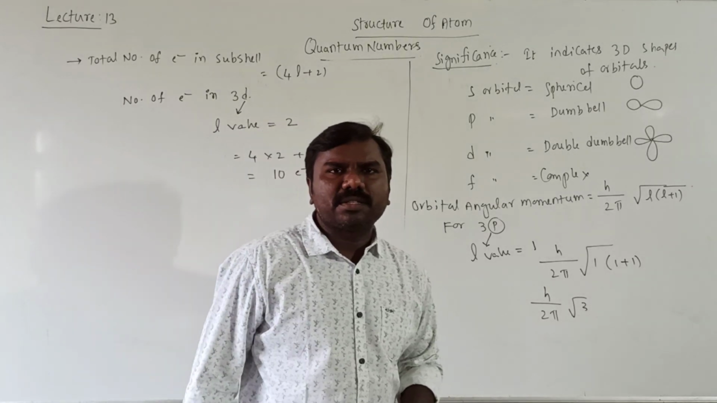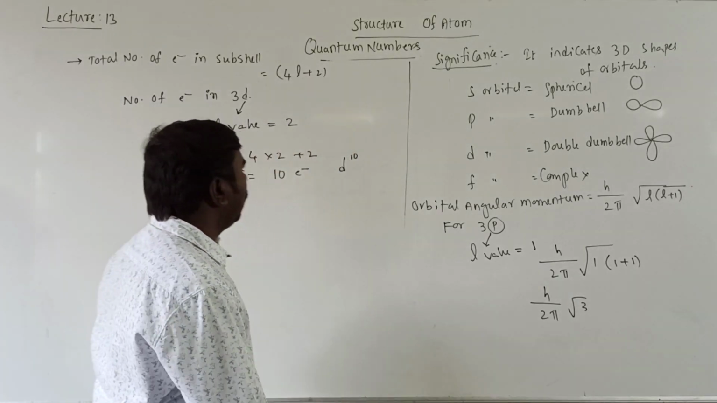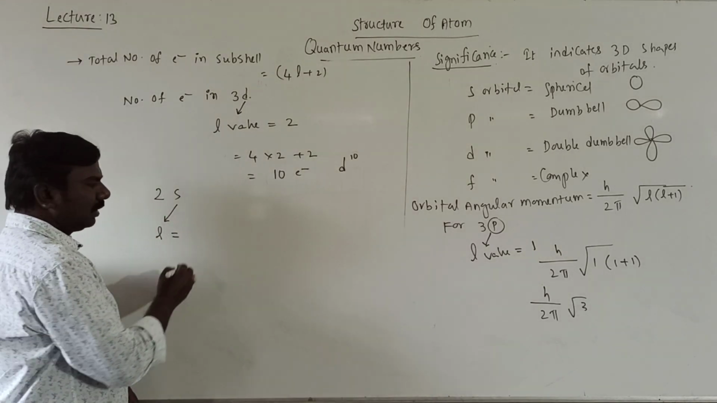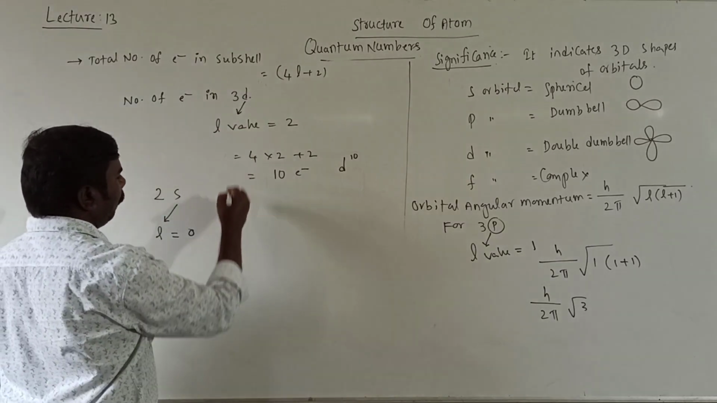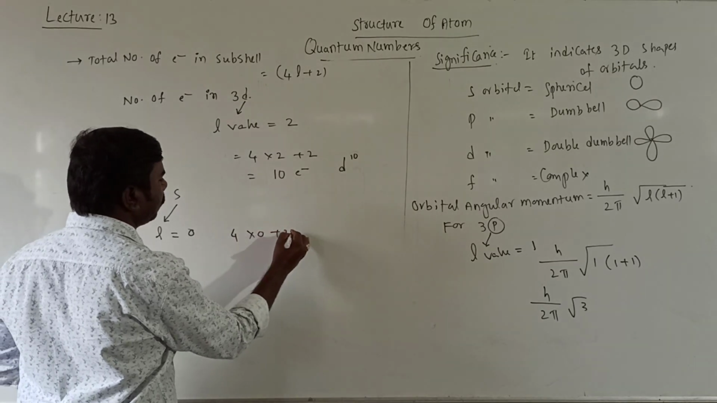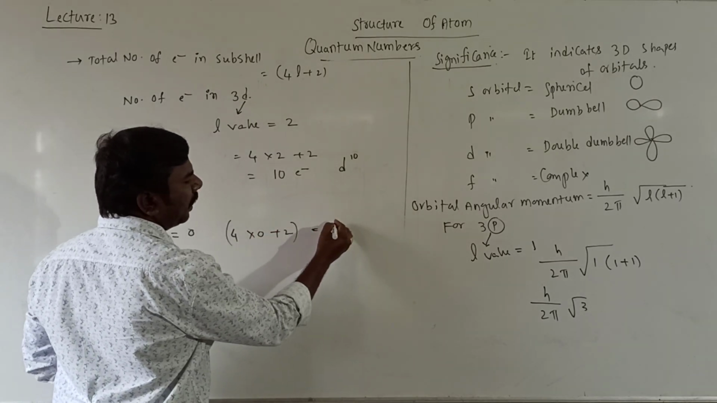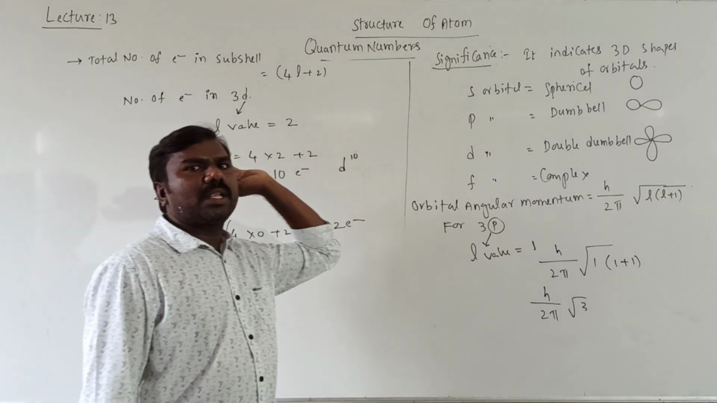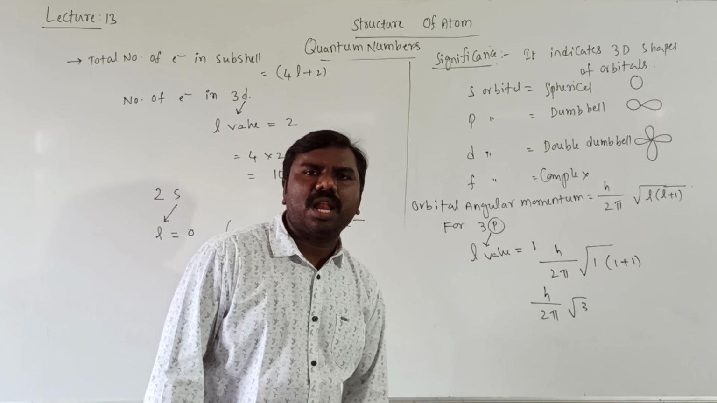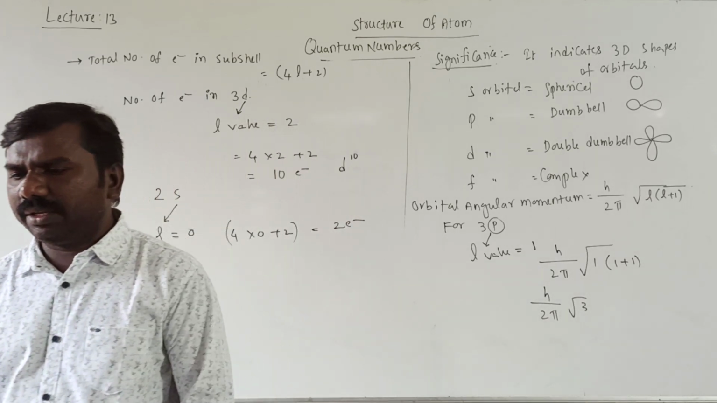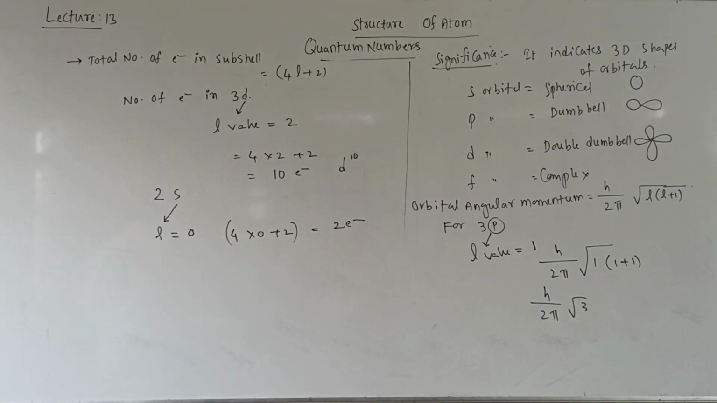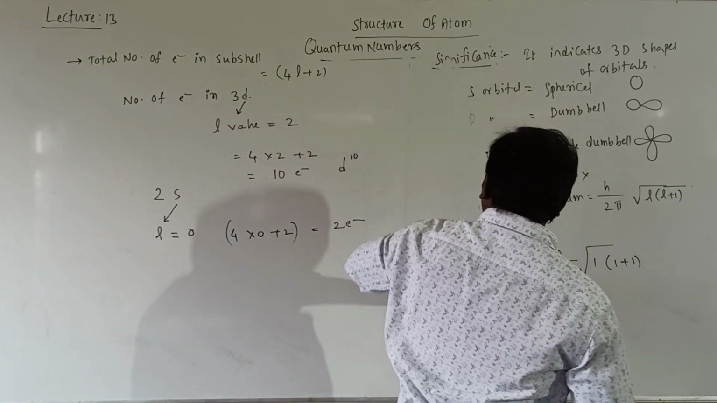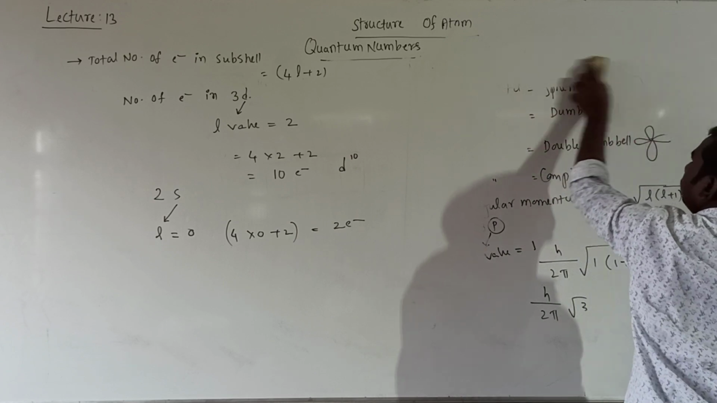If 2s is there, for example 2s, the l value for s is 0, then 4 into 0 plus 2, you will get 0 plus 2, 2 electrons. Right? 2 electrons are present in the 2s subshell. Like that you can find easily. Now, subshell, n value, l value and subshells possible.